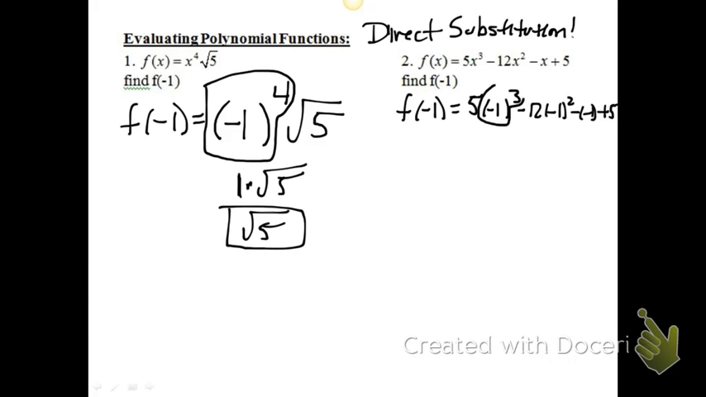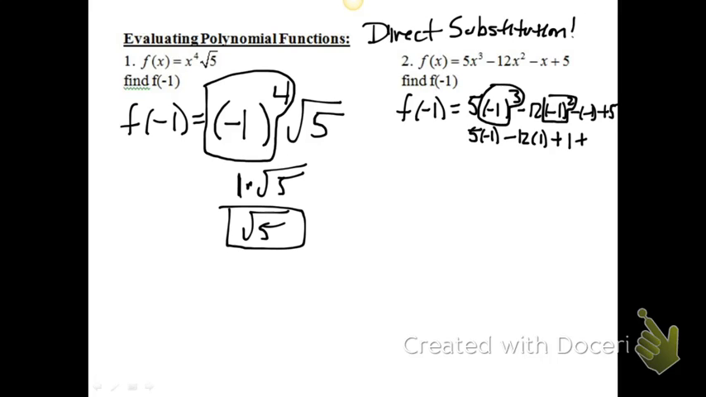I'm going to start off by cubing negative 1. Now negative 1 to an odd power is going to stay negative 1. It's negative 1 times negative 1 times negative 1. So I really have 5 times negative 1. And now over here, for this term, I have to square negative 1, so that becomes positive 1. So I'm going to end up with negative 12 times a positive 1. Then I have minus negative 1. You guys know that's just plus 1.